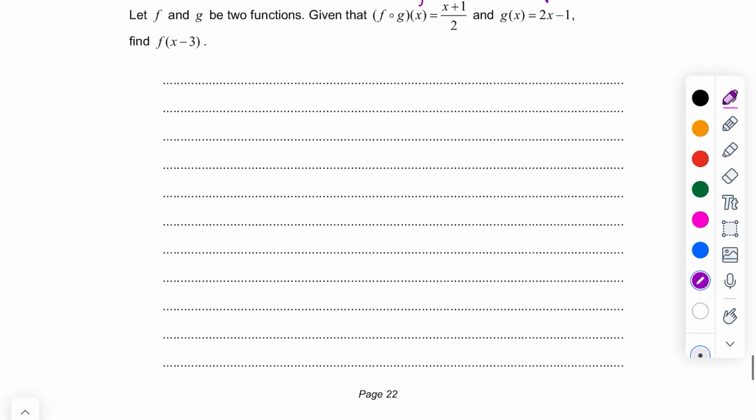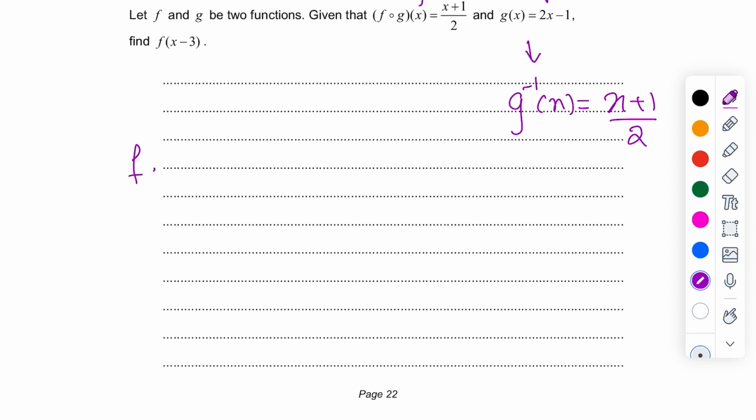Now coming to question number 37. f circle g is given, g of x is given, find f of x minus 3. So first of all, I'll be finding g inverse of x. What is g inverse of x? x plus 1 upon 2 is going to be g inverse of x.